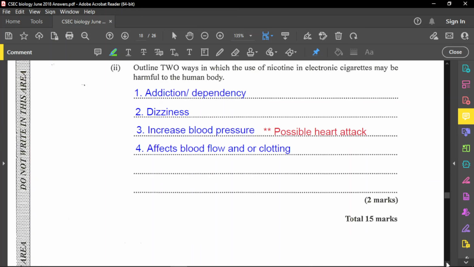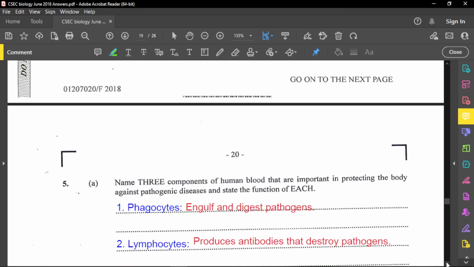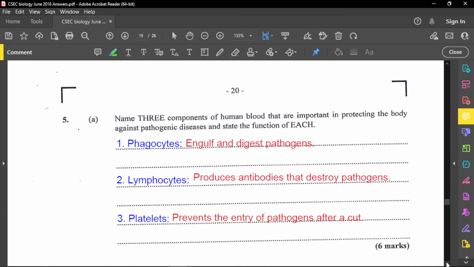All right. Let's jump to the next question now, question number 5, and we're almost there. Name 3 components of human blood that are important in protecting the body against pathogenic diseases and state the function of each. And so we have phagocytes, and phagocytes engulf and digest pathogens. And we have lymphocytes, and lymphocytes produce antibodies that destroy pathogens. And we also have platelets. Platelets work like a precaution. Platelets will prevent the entry of pathogens, especially after you get a cut or injury.